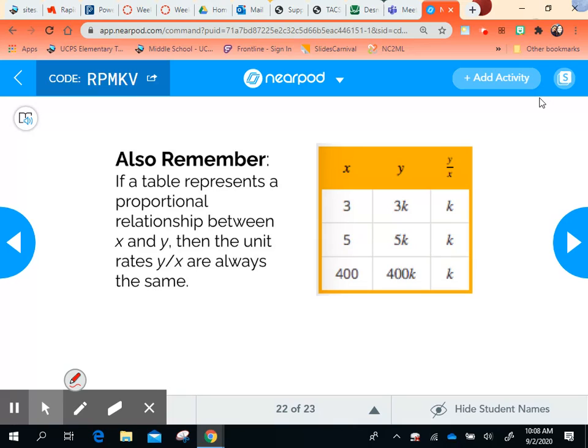Also remember, if a table represents a proportional relationship, x and y, then the unit rate are always the same. And I think we came in today with a good understanding of that, because you guys were all able to answer that question without me even saying it.